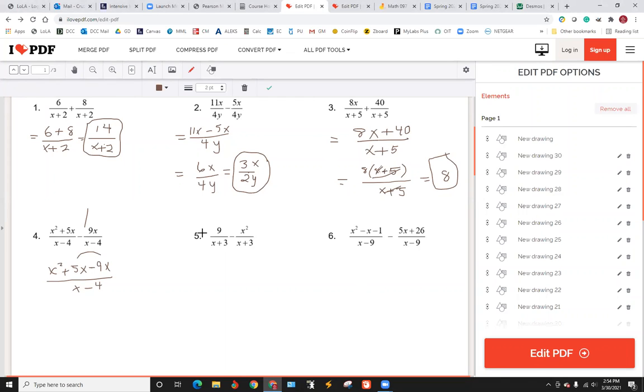At this point, if you have any like terms, you combine them. Good. So that's x squared, 5 plus, minus. So that's x squared minus 4x over x minus 4.